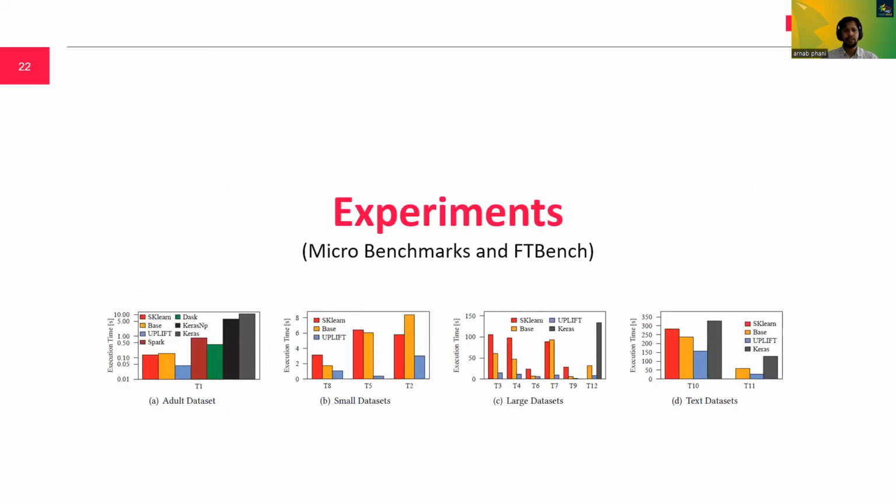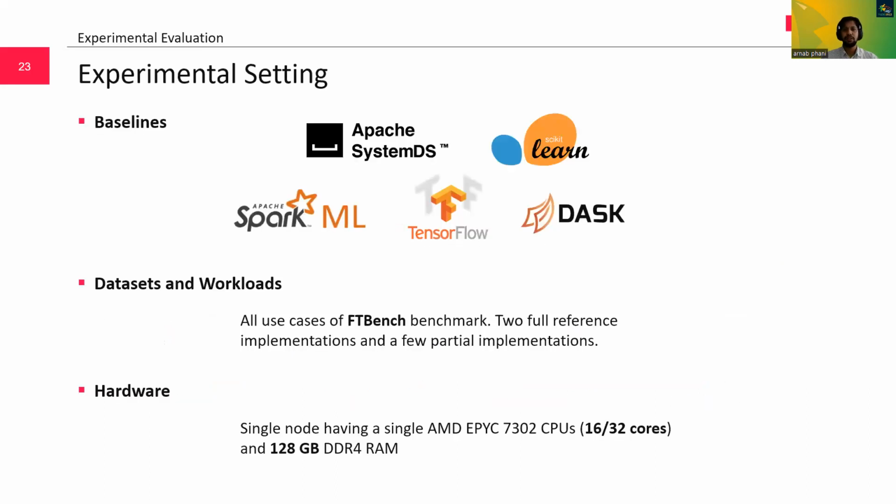In this section, we discuss a few micro benchmarks and a subset of FTBench use cases. We provide two full implementations of FTBench, one for UPLIFT and SystemDS and another for scikit-learn. Moreover, we provide partial implementations for Spark ML, TensorFlow, Keras, and Dask.